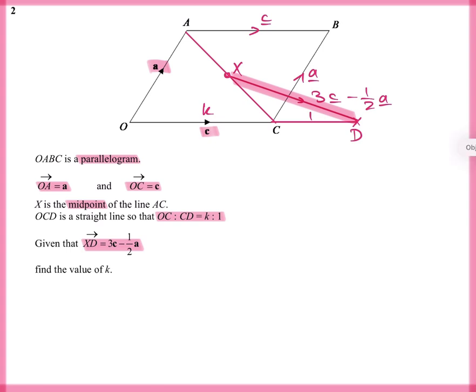To be able to do that, if I can go from X to D via C, so going from X to C and then C to D, I may be able to find the value of K if I can involve K somehow as well. So to find XC, we know that X is halfway of AC, so let's find AC. To go from A to C, we're going down this way and then C. So that's minus A plus C, or C minus A. Therefore, XC is half of that in the same direction.